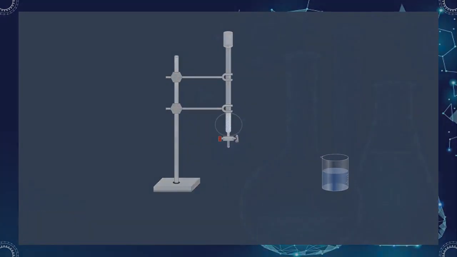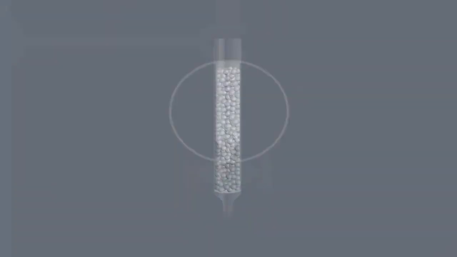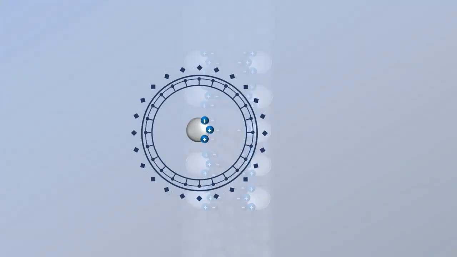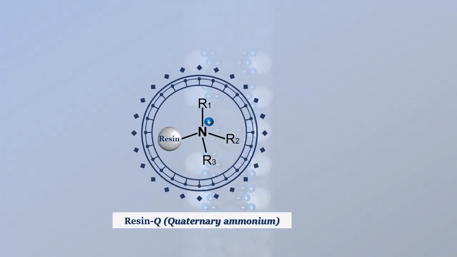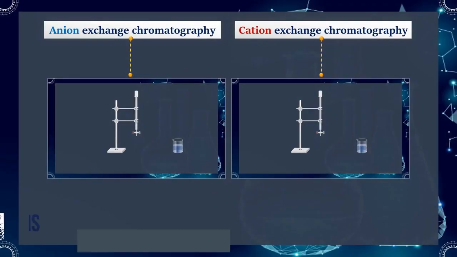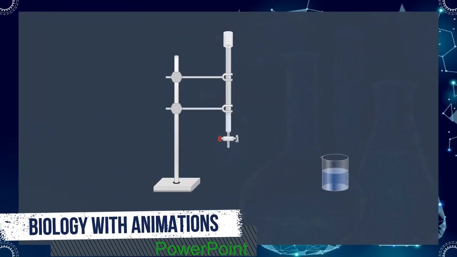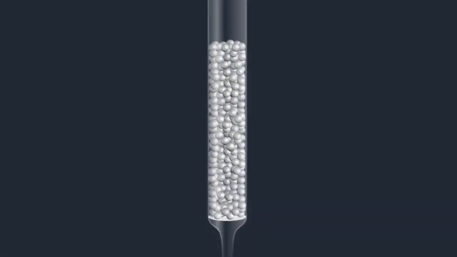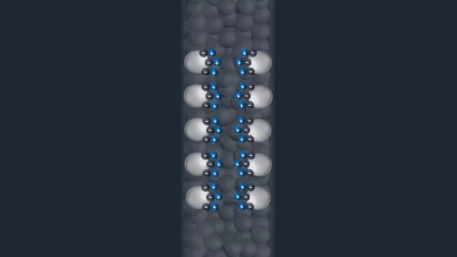In anion exchange chromatography, negatively charged molecules are attracted to a positively charged solid support, which is usually beads that provide a positively charged surface, such as a resin with quaternary ammonium. In cation exchange chromatography, positively charged molecules are attracted to a negatively charged solid support, which is commonly beads that provide negatively charged functional groups such as resin metal sulfate.